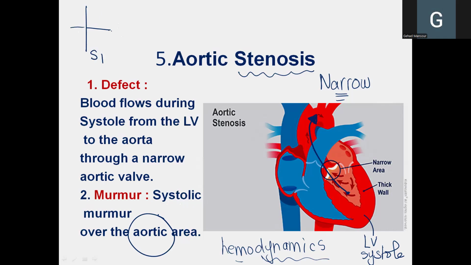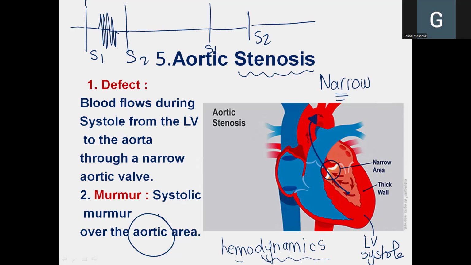So again, we have S1, and then we have S2, and then a longer period, which is diastole, and then S1, and then S2, and so on. So S2 should be a bit shorter. So it is a systolic murmur, meaning that it occurs between S1 and S2.